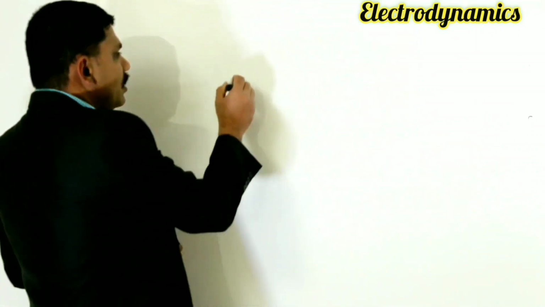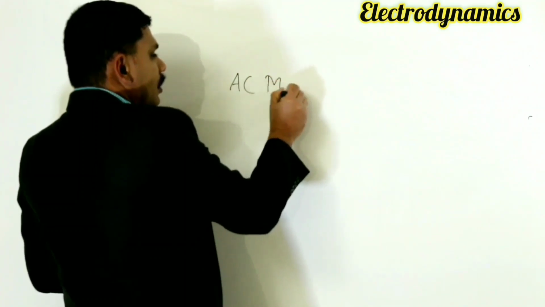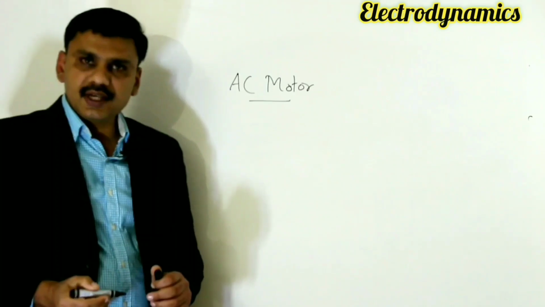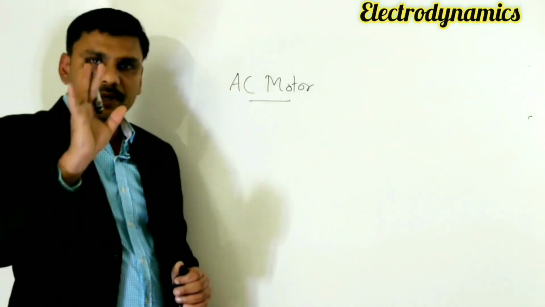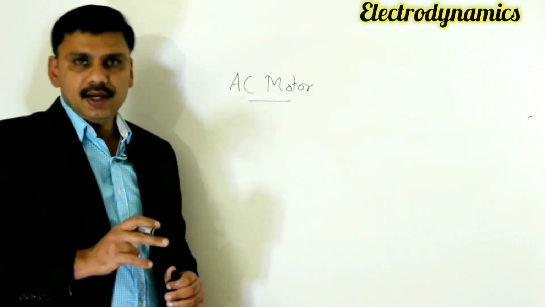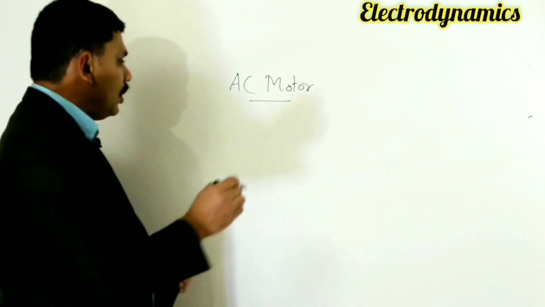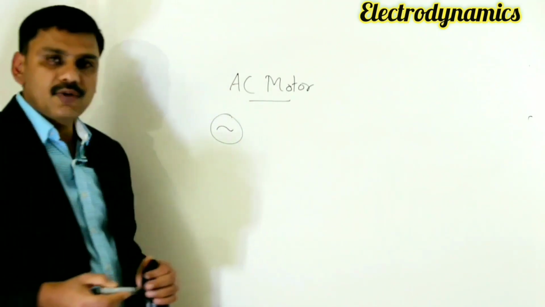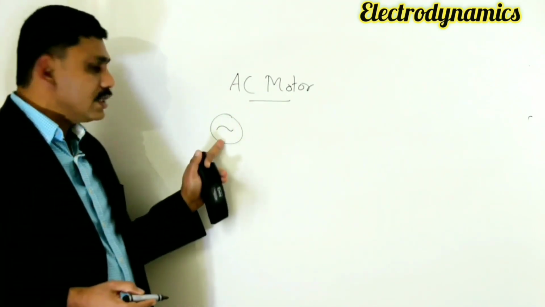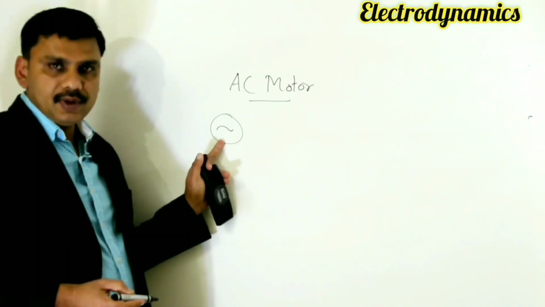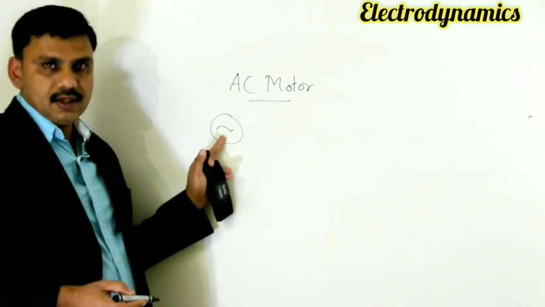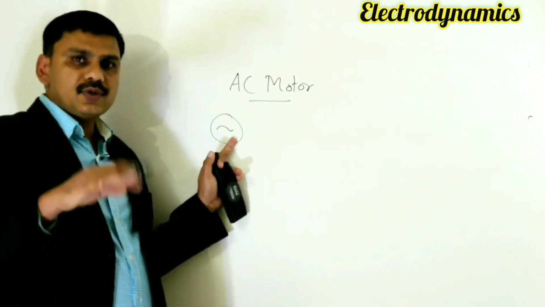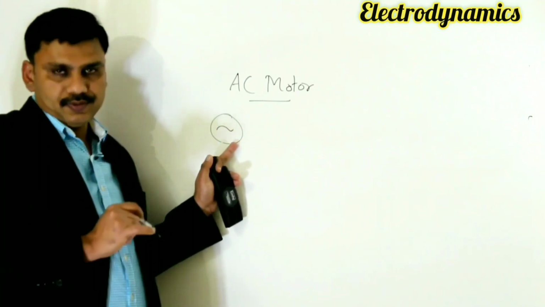Then AC motor. The next type of motor is AC motor. In the case of AC motor, there will be an energy source. The symbol of AC, alternating current or alternating voltage, is this symbol. So in the diagram, if there is an energy source and that energy source is AC, you can tell it is an AC motor.